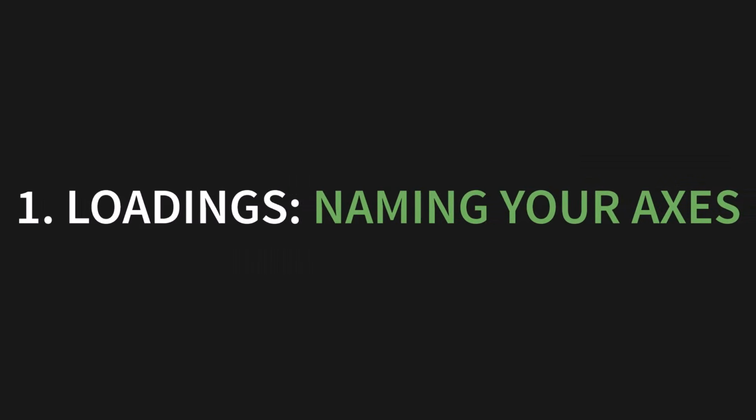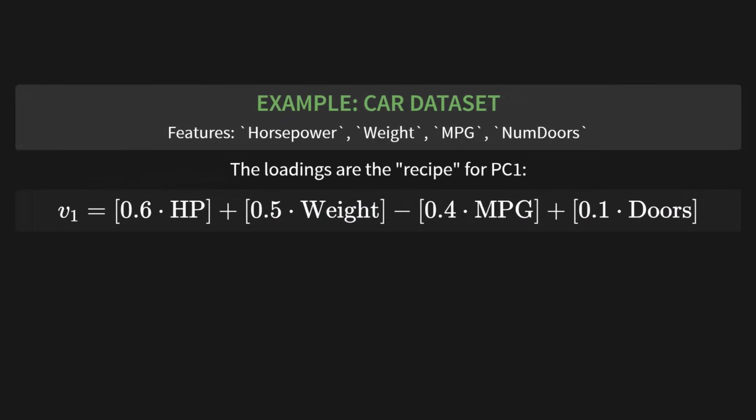First, let's talk about loadings. The best way to think about them is naming your axes. Let's use a car dataset as an example. Say our features are horsepower, weight, MPG, and number of doors.